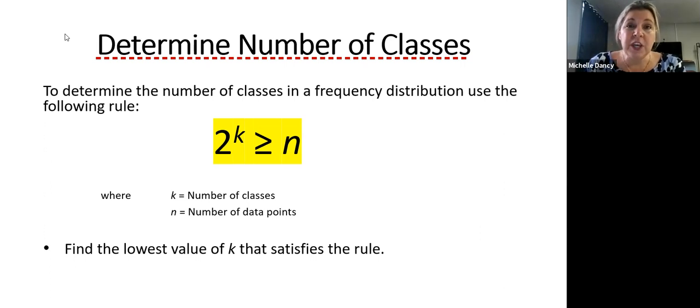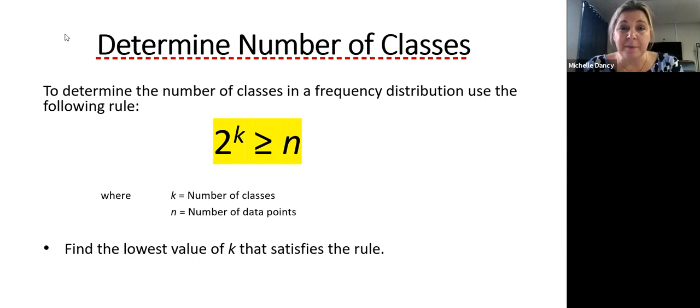And so there's a little formula we use to determine our number of classes, and you see it here highlighted in yellow on our PowerPoint screen. 2 to the k power is greater than or equal to n. Now, k represents the number of classes, and n, as it always does when we're working in statistics, represents our number of data points. Okay, so say that we have a data set that has 20 numbers in it. We've got 20 data points. And so I need to find a 2 to the k that is greater than or equal to 20.